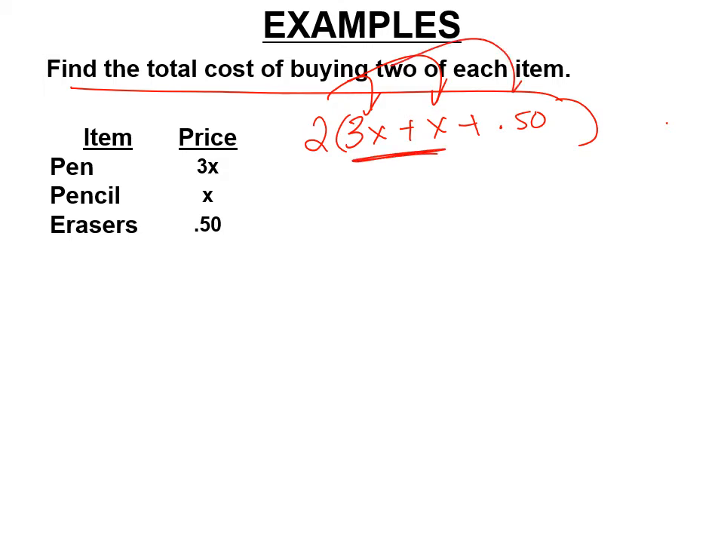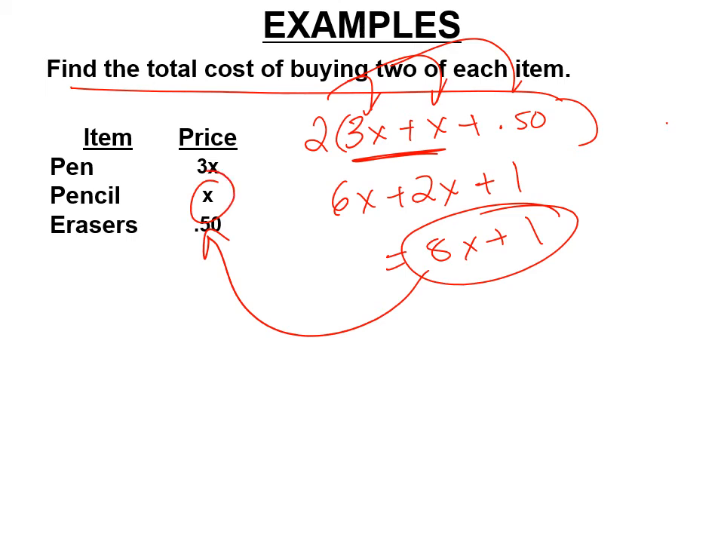Now you could add the 3x plus x first, or you can multiply by 2 first. You will get the exact same thing both ways. 2 times 3x is 6x. 2 times x is 2x. 2 times 50 cents is $1. And so this simplifies to 8x plus 1. So we know once we find the cost of the pencil, the actual cost of buying 2 of each is going to be 8 times the cost of the pencil plus $1. We're assuming everything's in dollars here. I didn't say that. The pencil is x. The pen was 3 times as much.